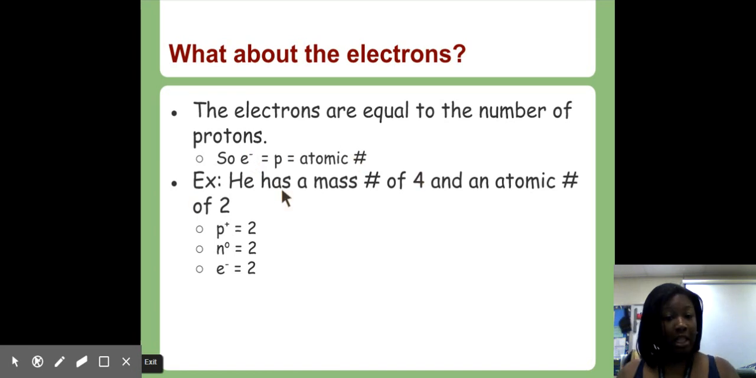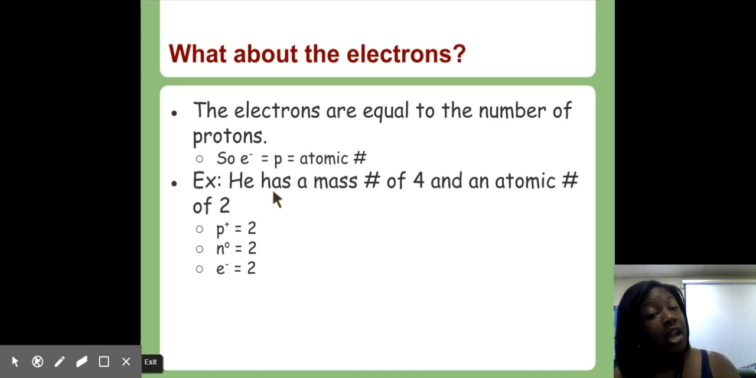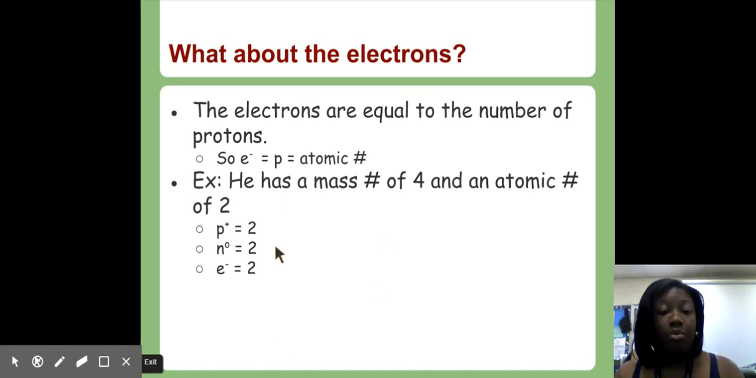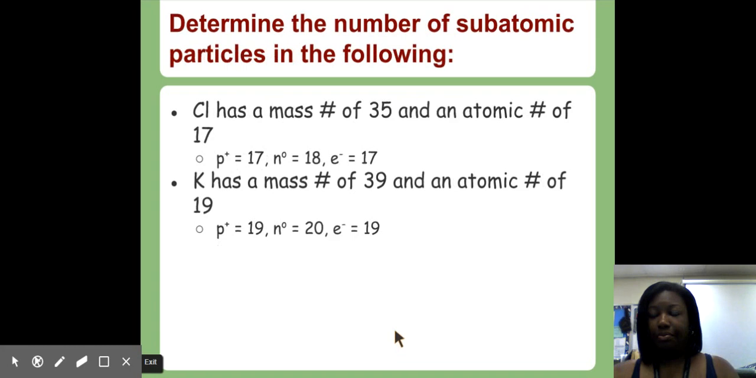So an example, helium has a mass of 4 and has an atomic number of 2. This is what you're going to be writing also on your project for your t-shirt. So protons is positive. We have 2 protons. Neutrons is neutral, and neutrons is 2. Then you have your electrons, which is also 2. Same number. So our element key, we need to identify everything so you can visually understand it.